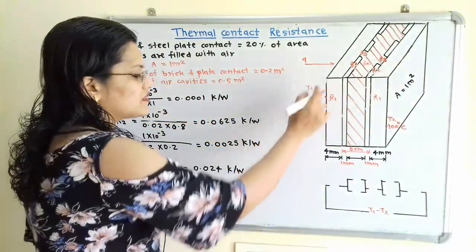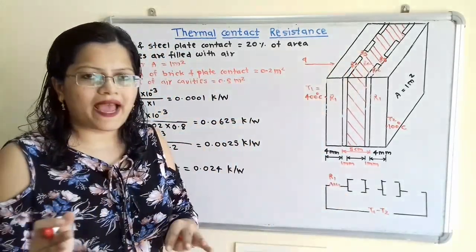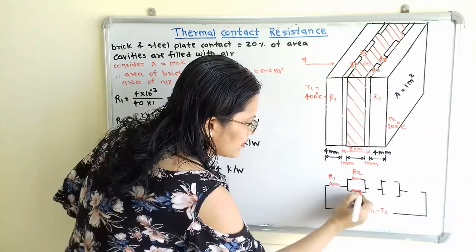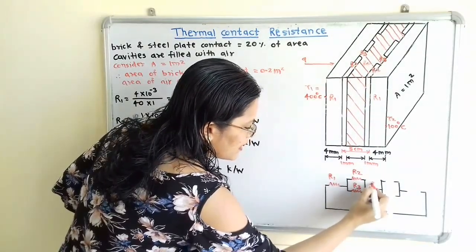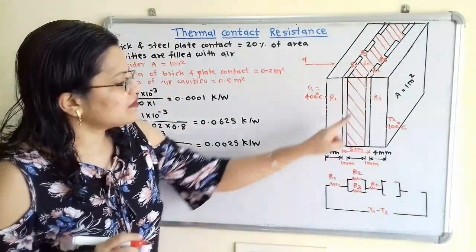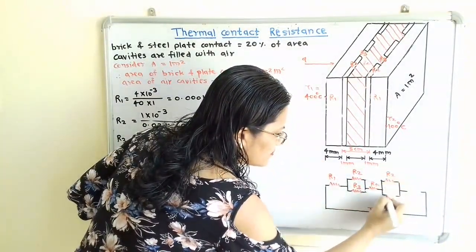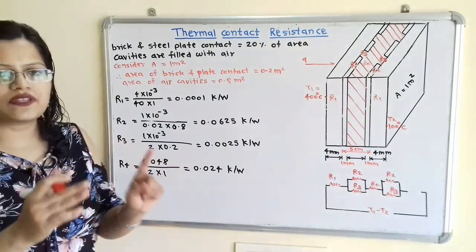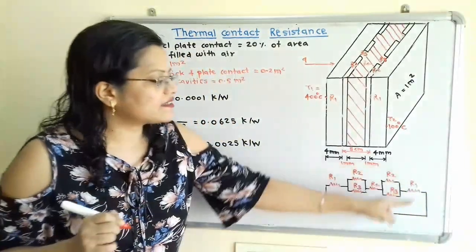Now we will mention the first resistance R1. After R1, R2 and R3 are in parallel, so we have to mention here R2 and here R3. Then R4 we have to show, that is when the heat is passing through this brick layer in between these cavities, and again R2 and R3 are in parallel. I will show here. And again there is R1, that is the resistance for the conduction heat flow in the steel plate. So this is the electrical analogous circuit.